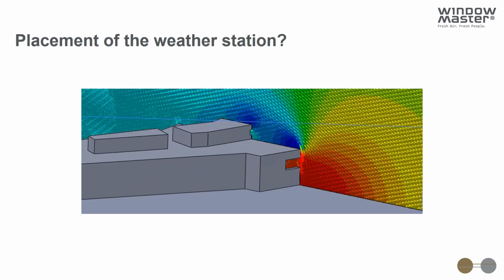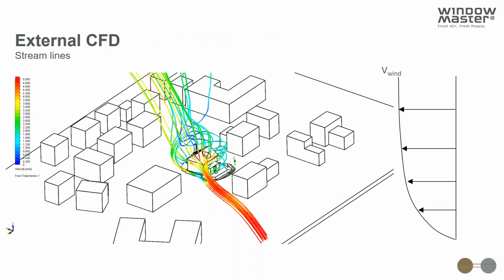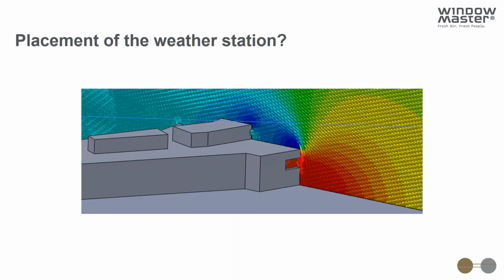Yeah, the last thing the external CFD is used for is the placement of the weather station. House Zero is a smaller building, so it will not be really as relevant for this type of building. But when we're dealing with larger buildings, it's very important where you place the weather stations to get a good representation of the wind speed and wind direction.